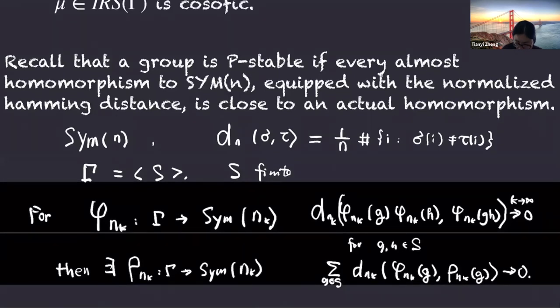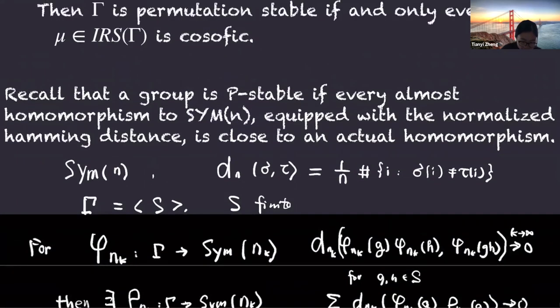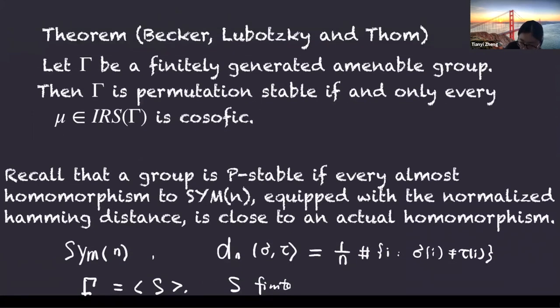It's quite difficult to understand such properties in combinatorial ways, but this very nice theorem tells you that for amenable groups, you can pass the question on to the study of invariant random subgroups. It's an if and only if criterion for finitely generated amenable groups. Being stable with respect to permutations is equivalent to the statement that all invariant random subgroups are co-sofic. So this talk is actually about invariant random subgroups. Only in the end can we pass from the statement on co-soficity to permutation stability.